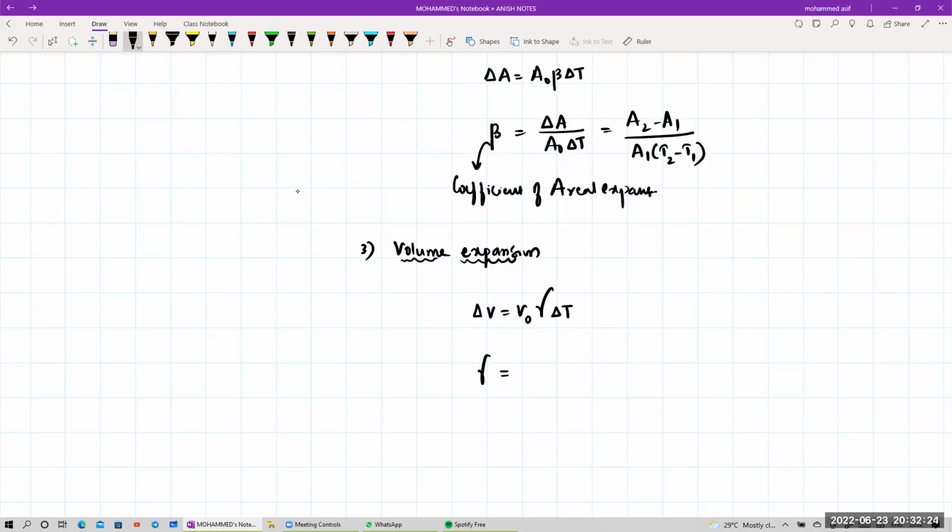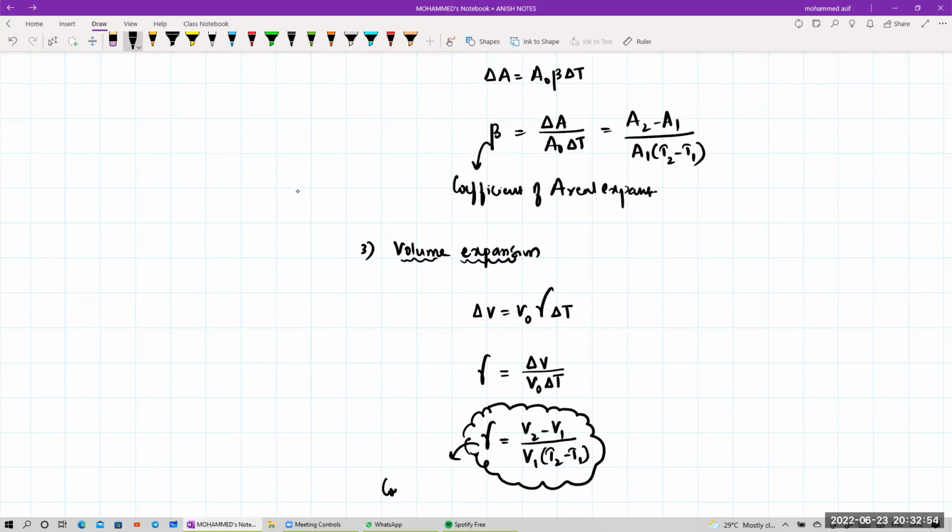That means gamma will be equal to the change in volume divided by the original volume times the change in temperature. Or else I can write gamma is equal to V2 minus V1 divided by V1 times the temperature difference T2 minus T1. So this will be the value of gamma. Clear? The unit will be the same again. Gamma is known as the coefficient of volume expansion.